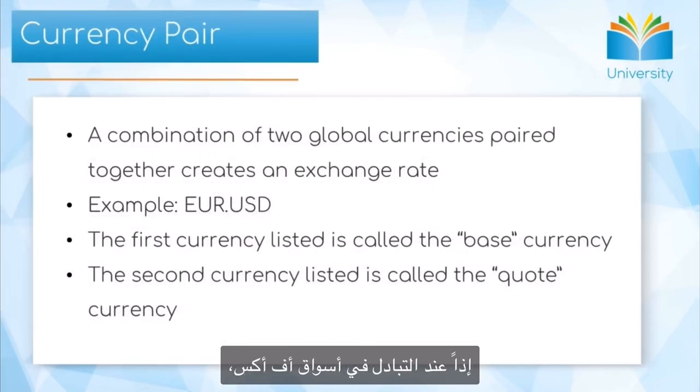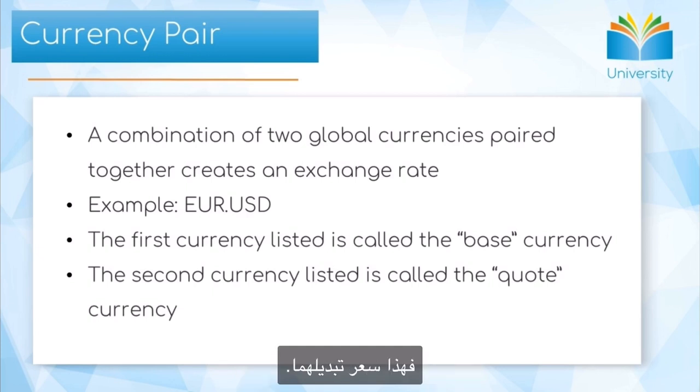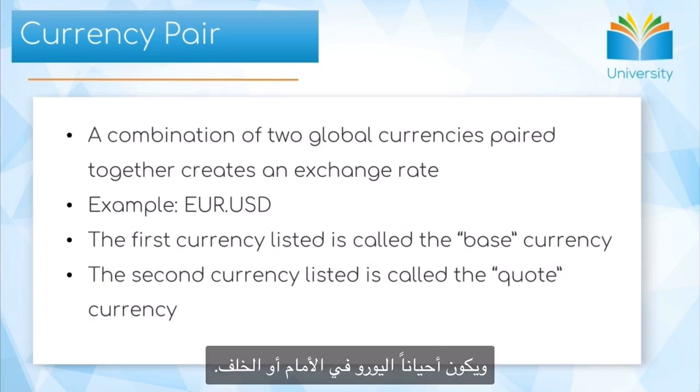So when you trade in the FX markets, you're literally trading two global currencies, and they're paired together to create an exchange rate, meaning if you exchanged one currency for the other, here's the rate at which they're exchanged. The first currency you see listed is what they call the base currency. Sometimes the US dollar could be in the front or in the back. Sometimes the euro could be in the front or in the back. The first currency listed is called the base. So in this case, the euro is the base.